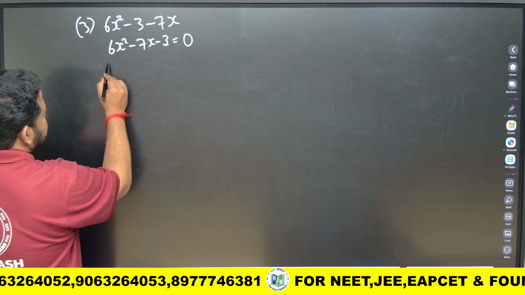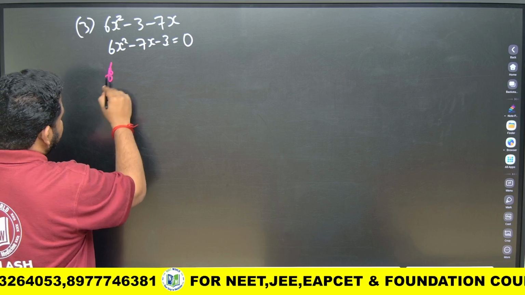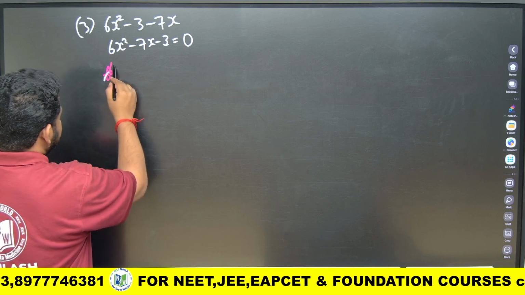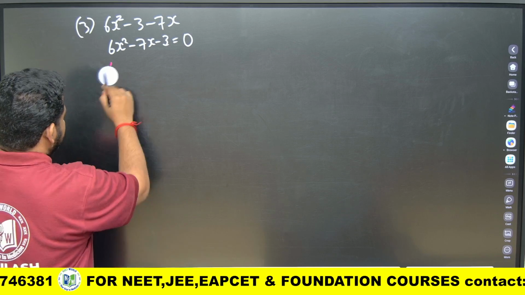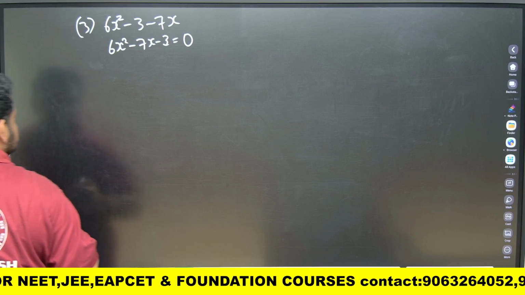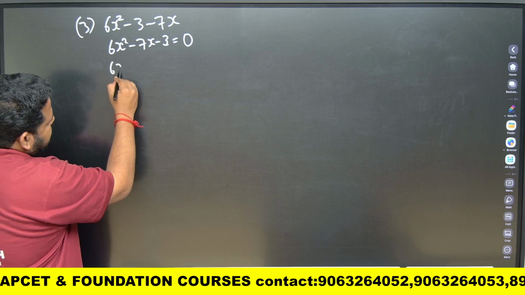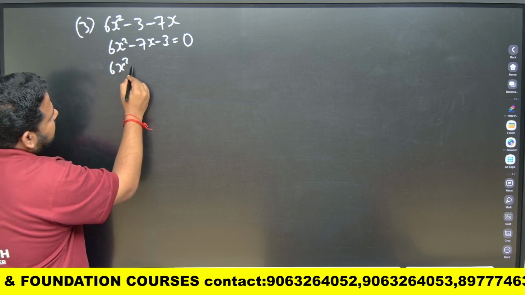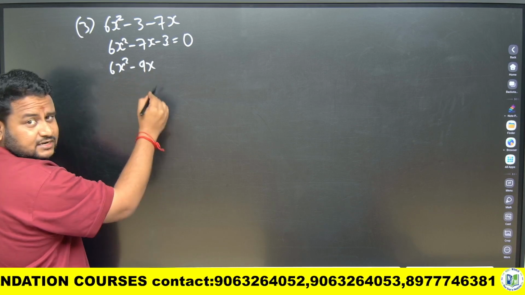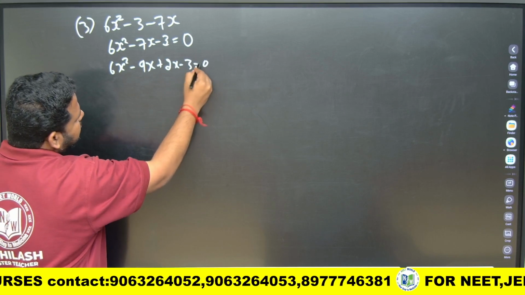So, I can write the factors as 6x² − 9x + 2x − 3 = 0.